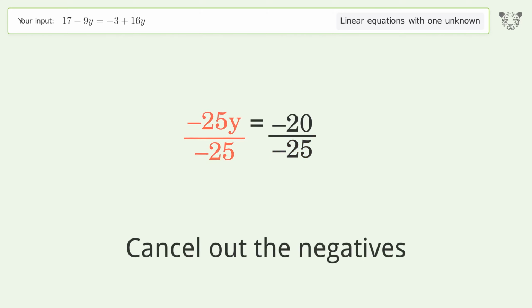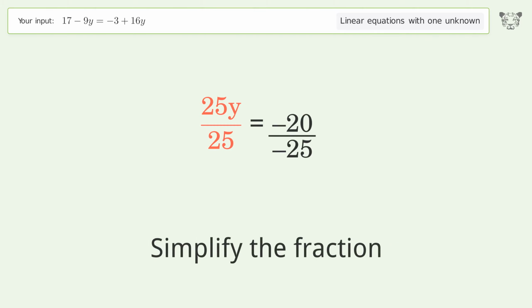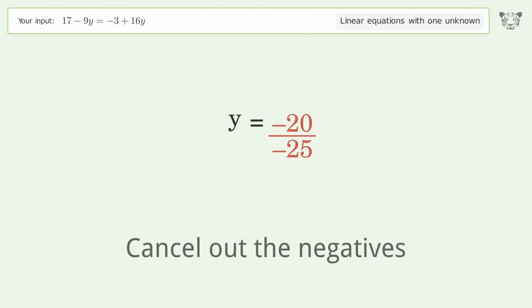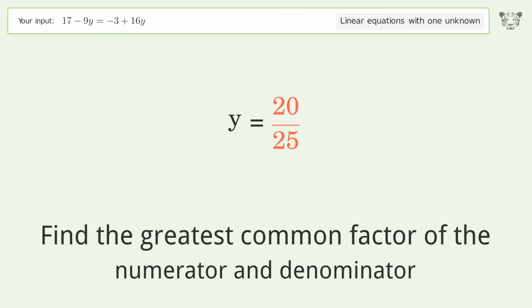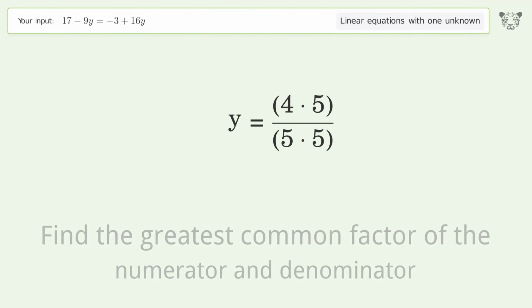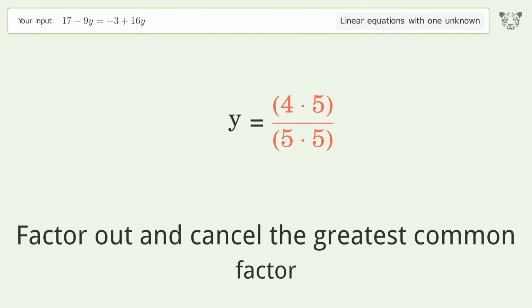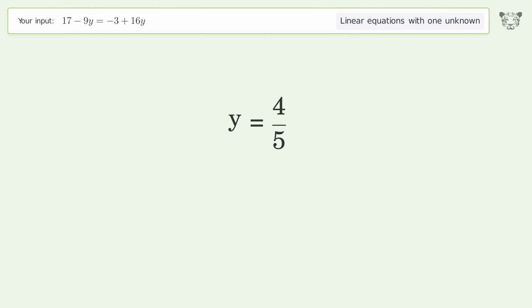Cancel out the negatives. Simplify the fraction. Cancel out the negatives. Find the greatest common factor of the numerator and denominator. Factor out and cancel the greatest common factor. And so the final result is y equals 4/5.